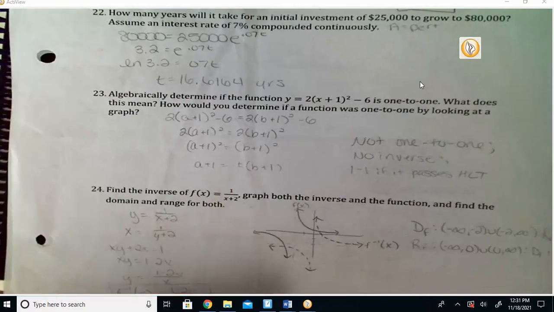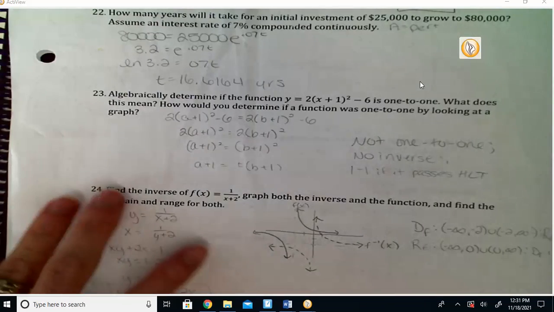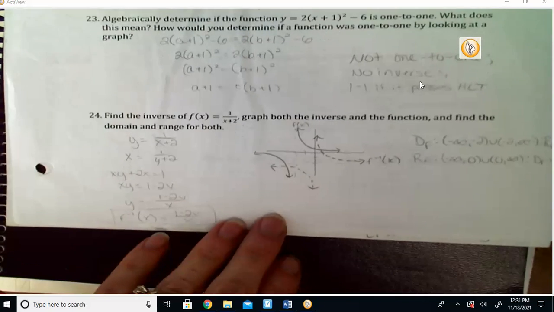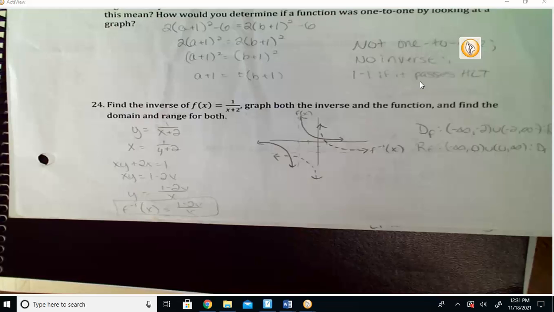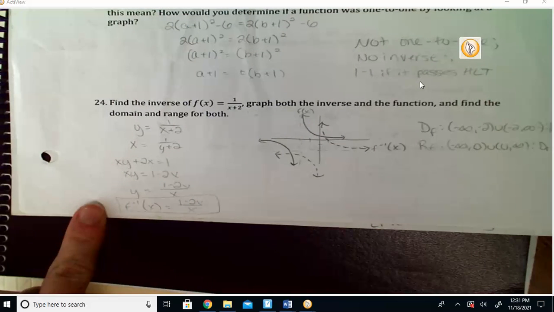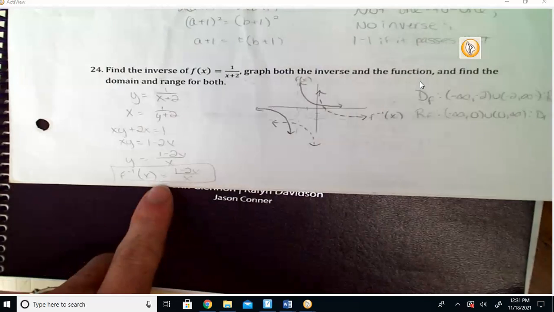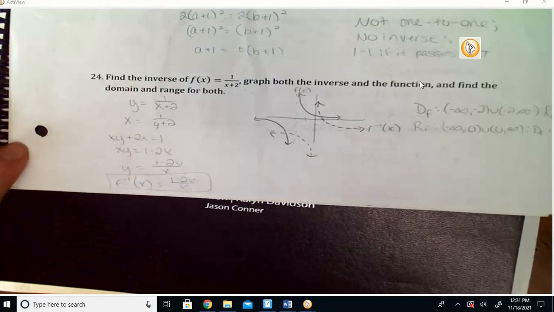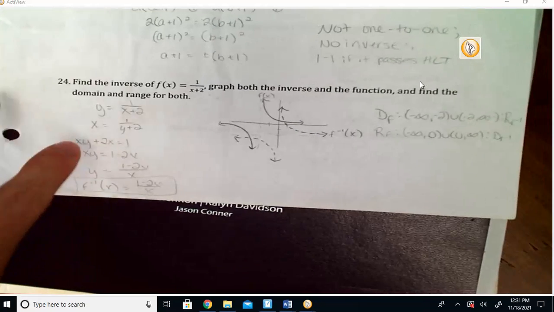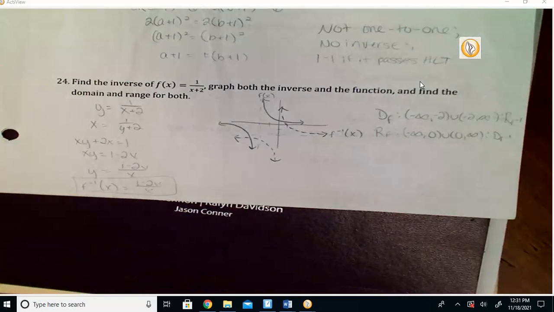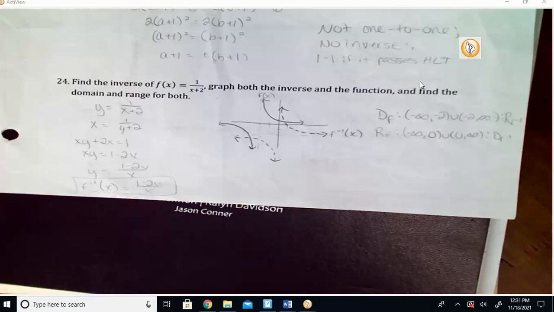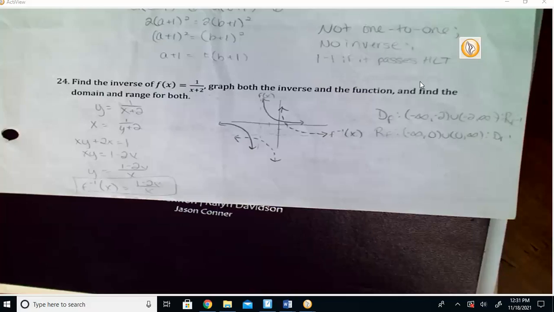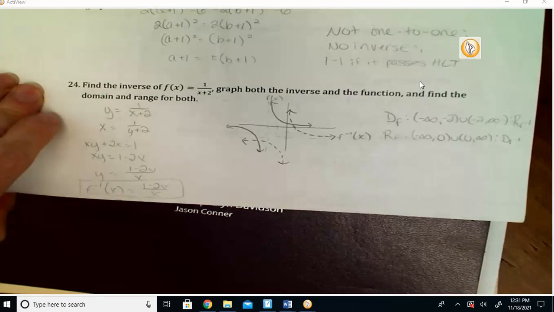22, 16.6164 years. 23, it is not 1-to-1, so that means it doesn't have an inverse. 24, your inverse is 1 minus 2x over x. Domain of the function and range of the inverse are -infinity to -2, union -2 to infinity. Range of the function and domain of the inverse, -infinity to 0, union 0 to infinity.